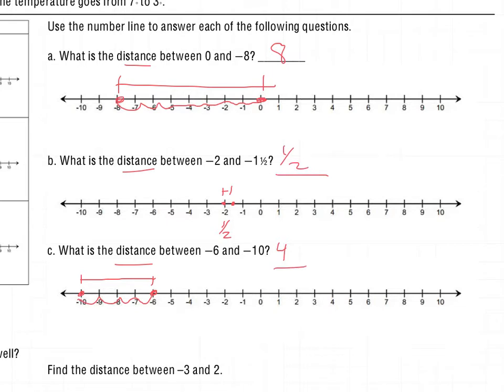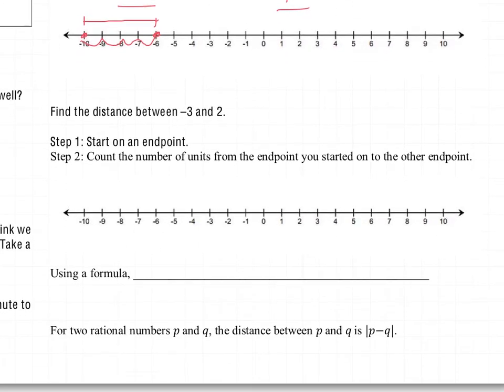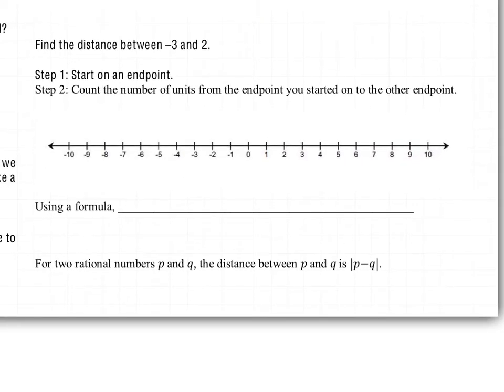Alright, so that's pretty simple, just a different way to use the number line. The number line, we can use the counting method just like we used the counting method early on to figure out integer additions. Alright, so find the distance between -3 and 2. So again, -3 and 2, use the number line. We count 1, 2, 3, 4, 5. Tells me that the distance between them is 5.